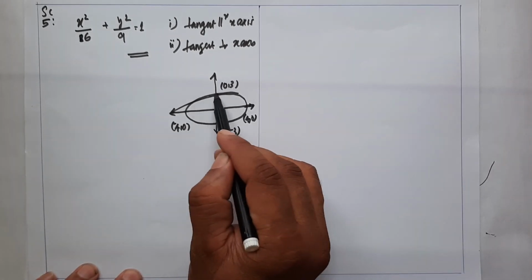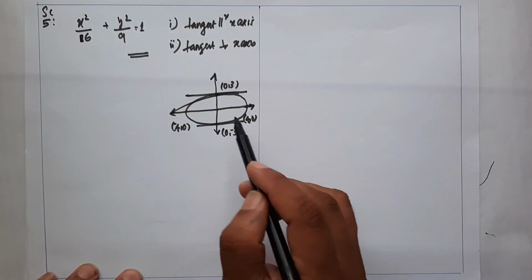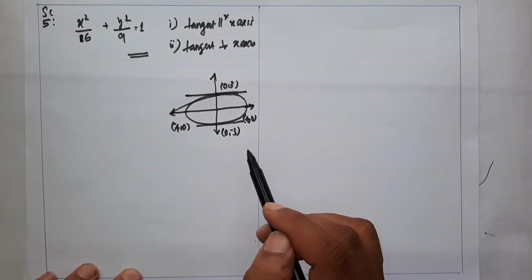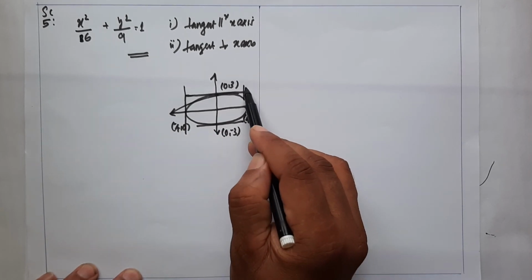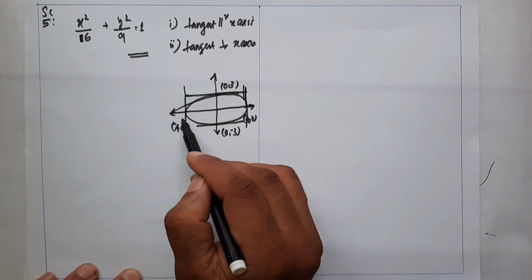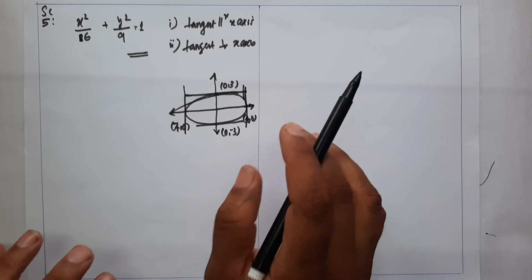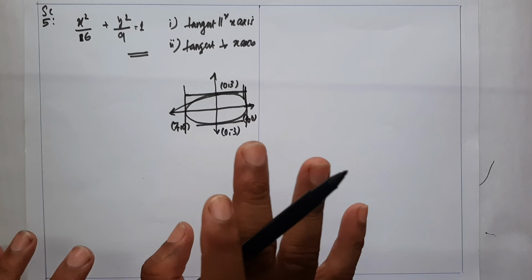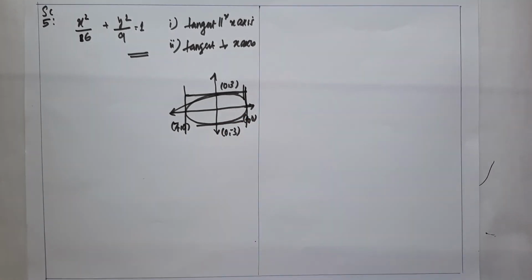Here the tangent is parallel to the x-axis. That means these two tangents are parallel to the x-axis, through the points 0, 3 and 0, minus 3. And the tangent perpendicular to the x-axis means this tangent is perpendicular at the points 4, 0 and minus 4, 0. But here we find these points using derivatives. So the actual concept is the use of derivatives to find the points.